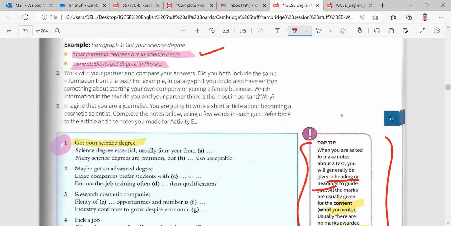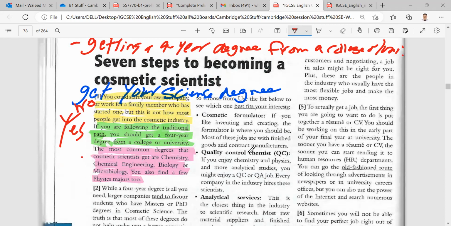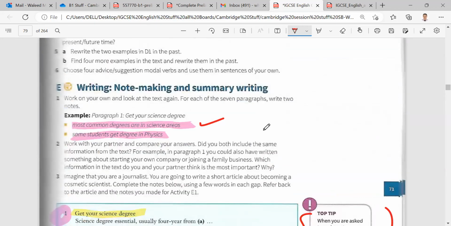Ya Juri, can you complete? Complete here. Give me the right word. Science degree essential, usually 4 years from? Yawlad, from here. This paragraph. Check the second sentence, the green highlighted. 4 year degree, from where, yawlad? College or university. That's it, ya Khaled. That's it.